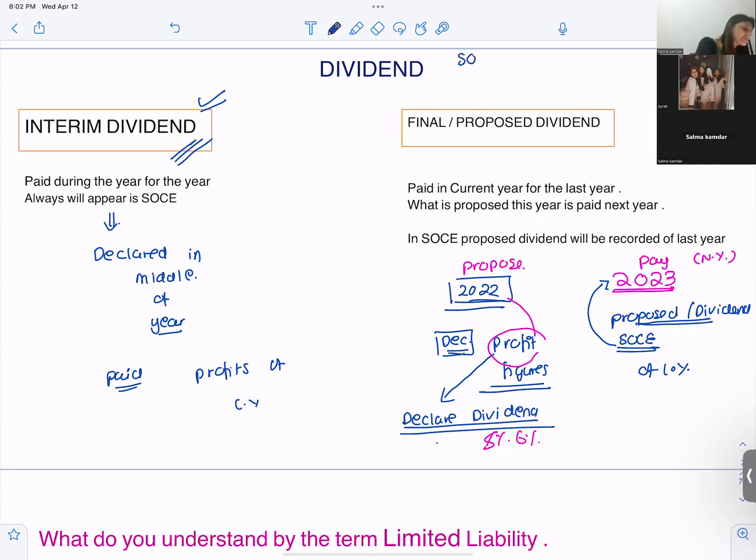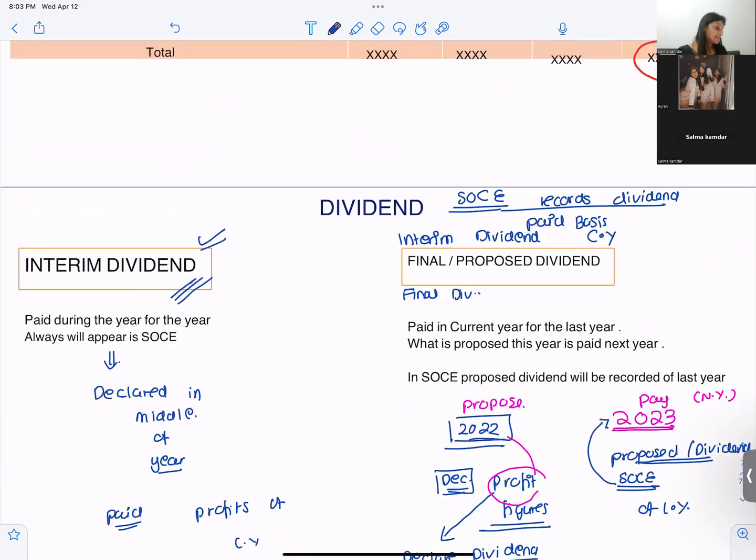So statement of changes in equity records a dividend on which basis? Can you repeat the question? Statement of changes in equity will record dividend on what basis? On paid basis. They will record dividend on paid basis. So if I have to record interim dividend, I will record interim dividend of which year? Interim dividend of the current year. And final dividend of which year? The previous year. The final dividend of the last year.